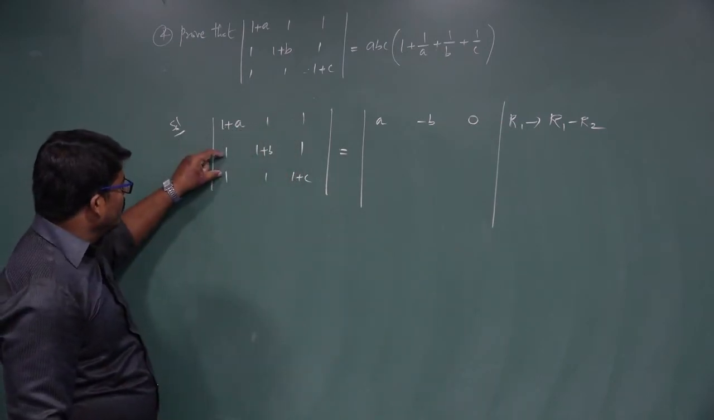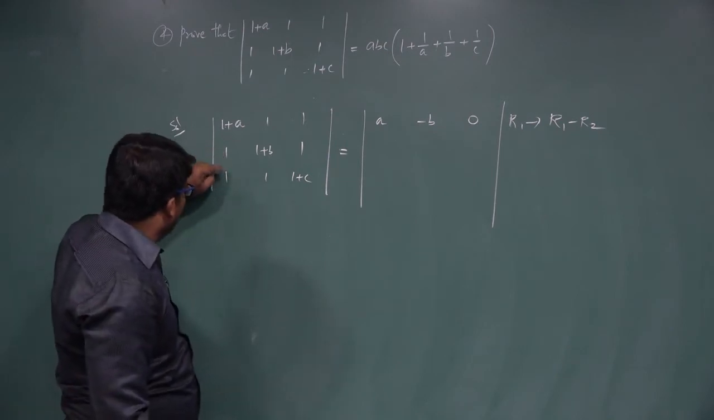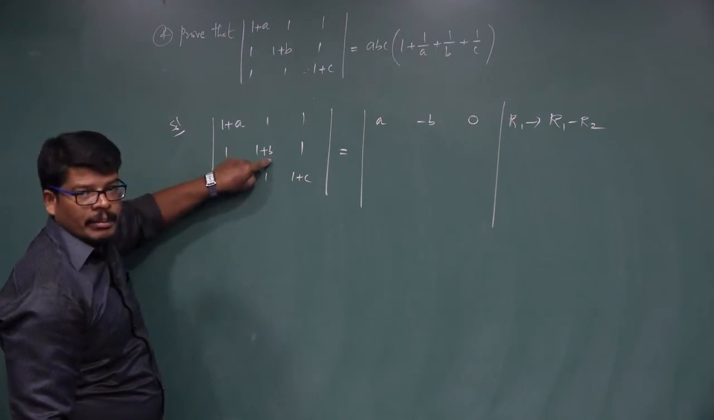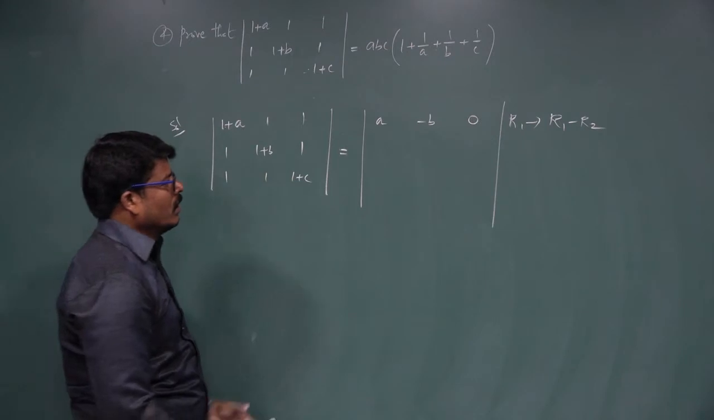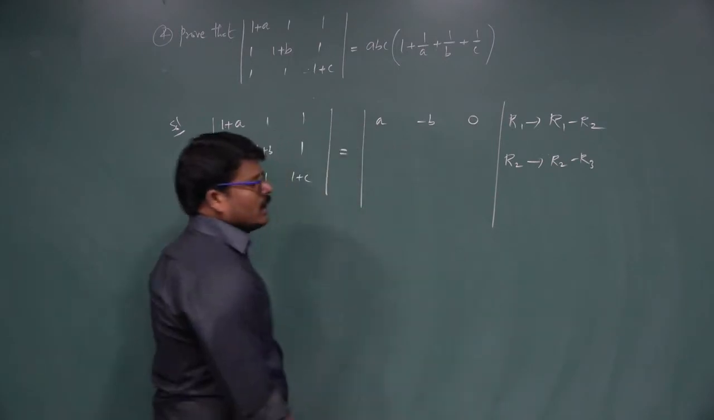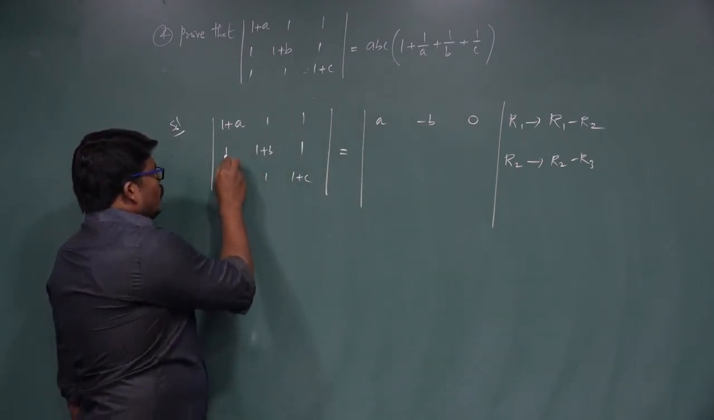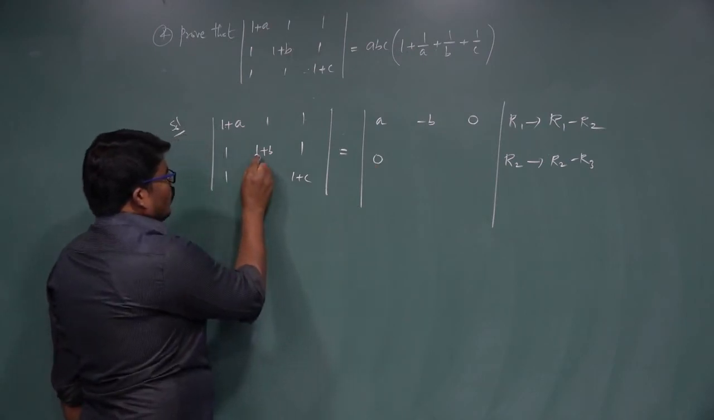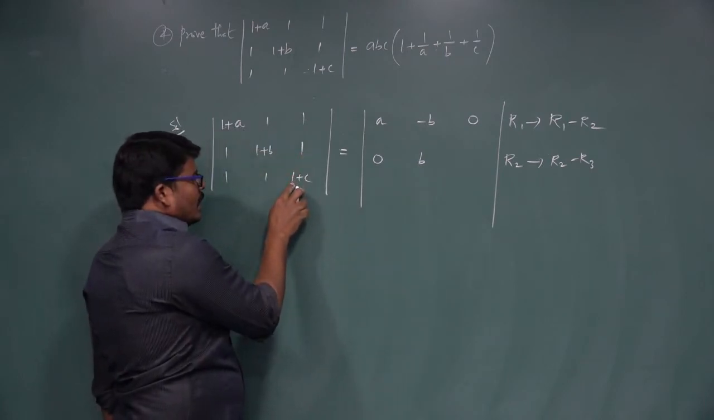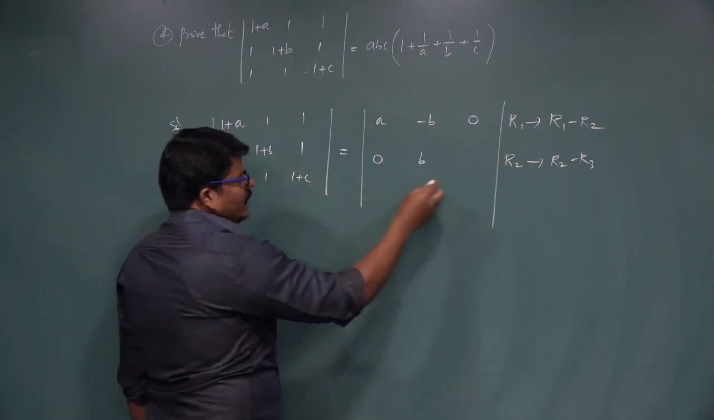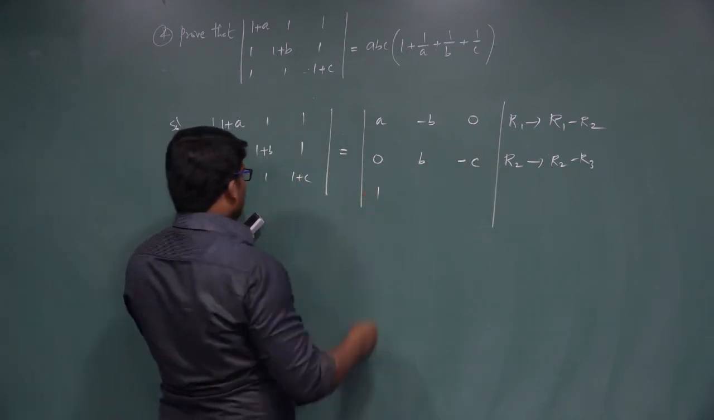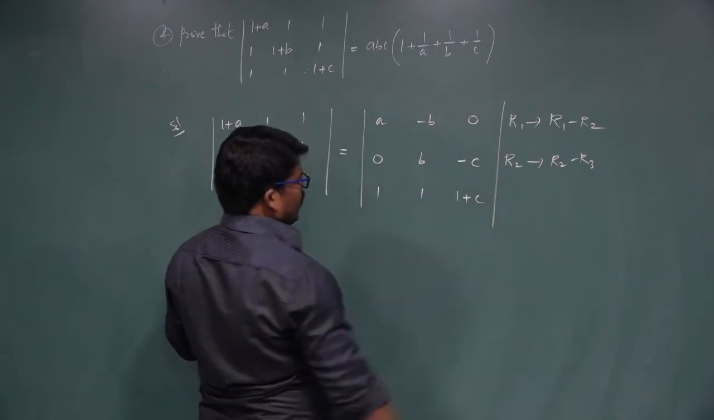And the second row, now we can write R2 gives R2 minus R3. 1 minus 1 is 0. Next, 1 plus B minus 1, the 1 minus 1 cancel, B. Next one, 1 minus 1 cancel, minus C. And the third row as it is: 1, 1, 1 plus C.